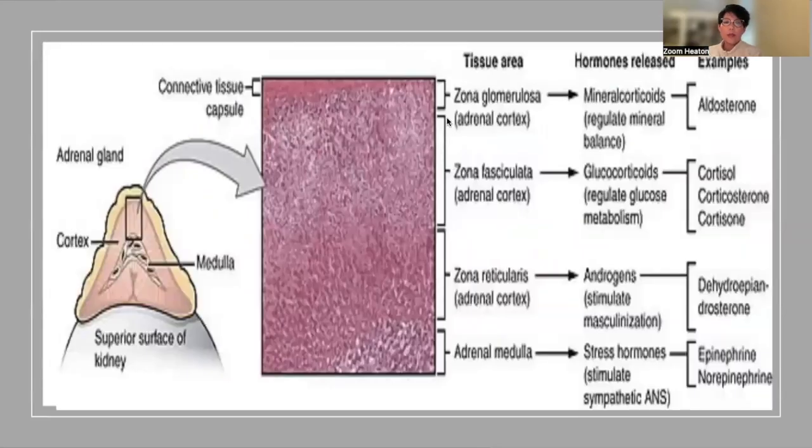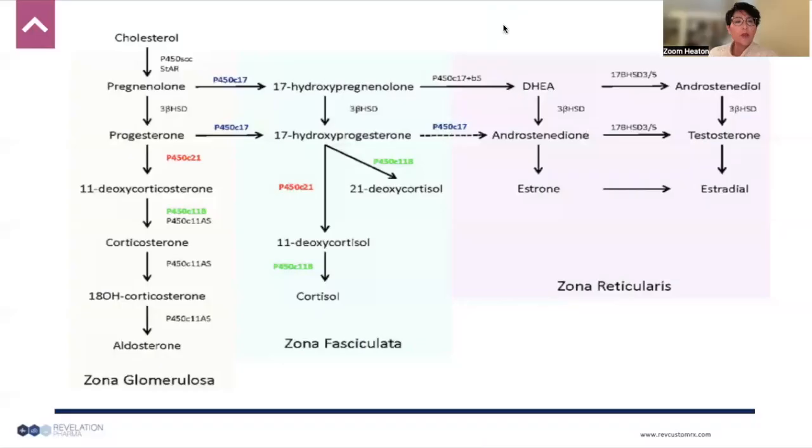And here, this is all categorized based on your zones and the hormones that they make, and then the examples of those hormones. Just to go through them, in the glomerulosa, the mineralocorticoids are the ones that regulate mineral balance, like aldosterone. Cortisol is made in the fasciculata, which are the glucocorticoids. Then you've got the androgens, mainly DHEA, that's made in the reticularis. And then you've got the adrenal medulla, which actually houses the epinephrine and norepinephrine, which are stress hormones that are retrieved for acute stress.